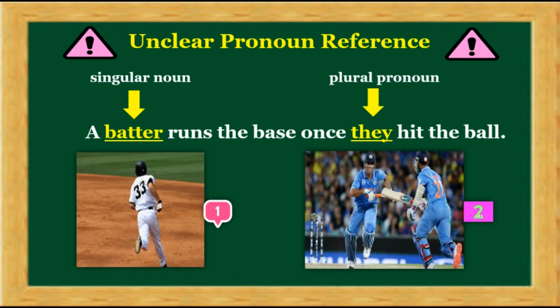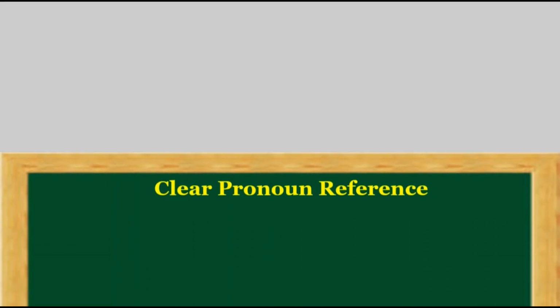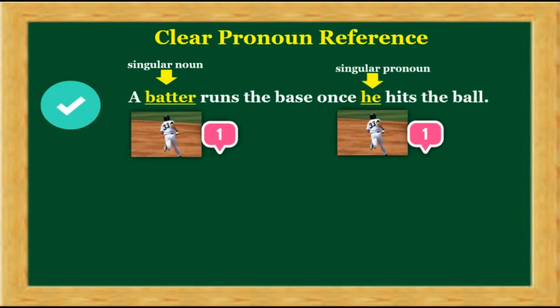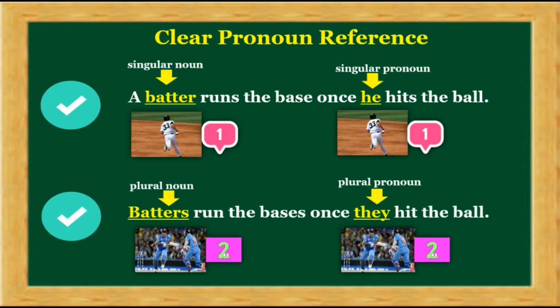That sentence can be revised or rewritten in 2 different ways. One way to revise or rewrite the sentence that you have read earlier is, a batter runs the base once he hits the ball. The second way is, batters run the bases once they hit the ball.